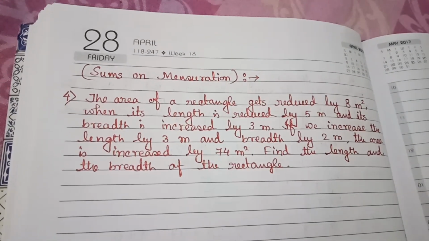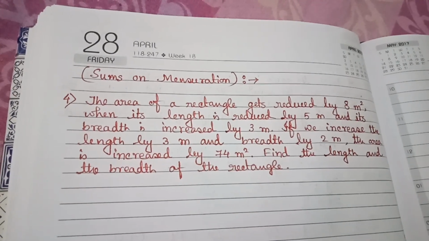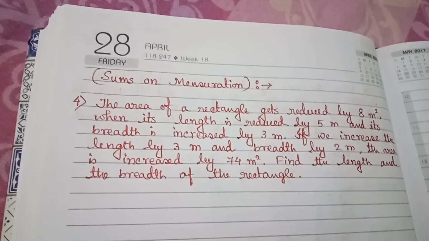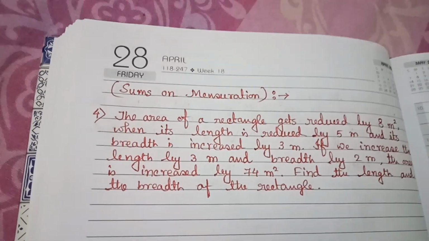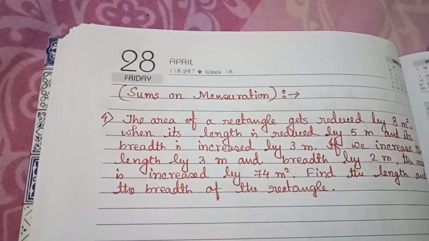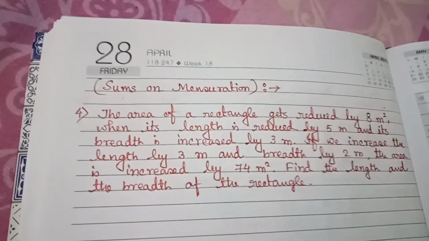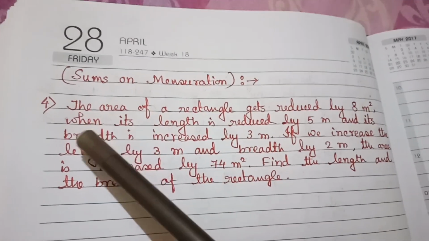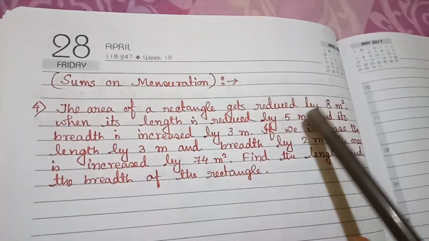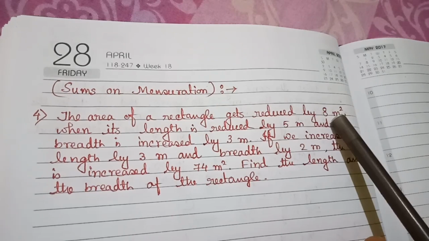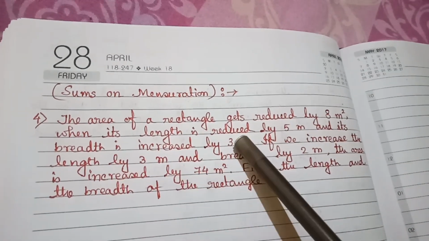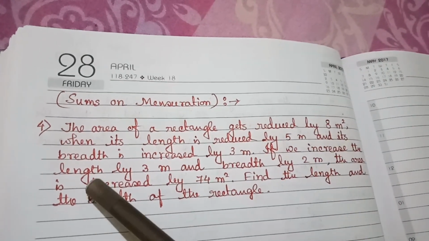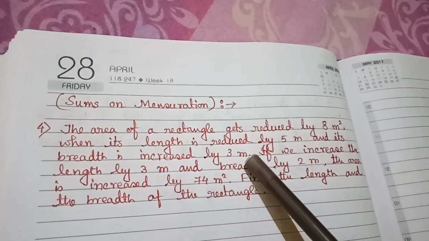Our next category is sums on mensuration. It's a mensuration topic, normally a triangle or quadrilateral like this, where it depends on some measurements. So this question I had chosen for you: the area of a rectangle gets reduced by 8 meters square when its length is reduced by 5 meters and its breadth is increased by 3 meters.